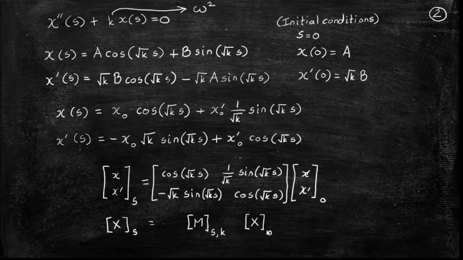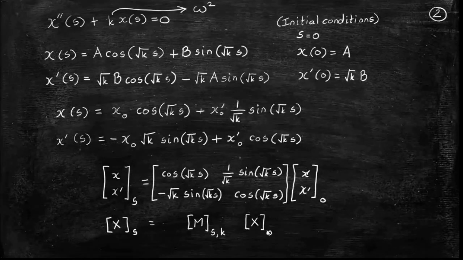By the way, quick calculation. What is the determinant of this matrix? It should be clear by inspection. Quickly tell. 1. Because root k and 1 by root k will cancel. Minus will cancel with minus. You get cos square plus sine square.